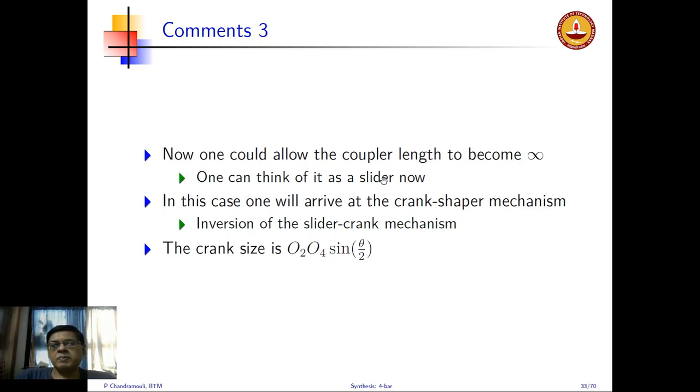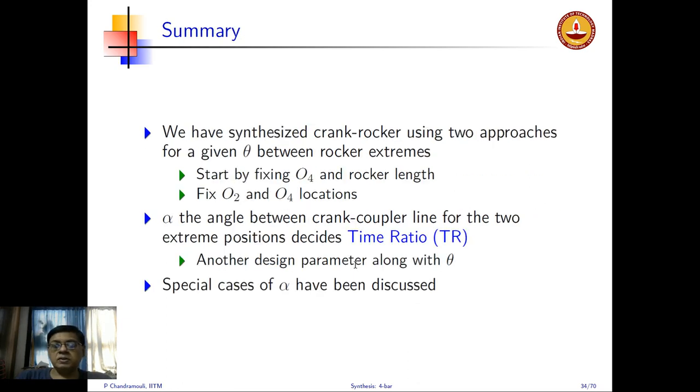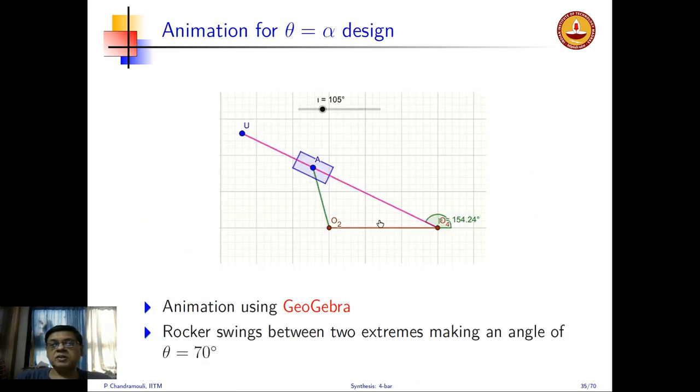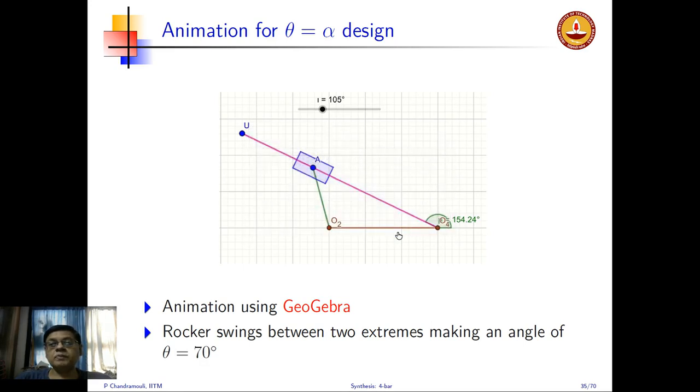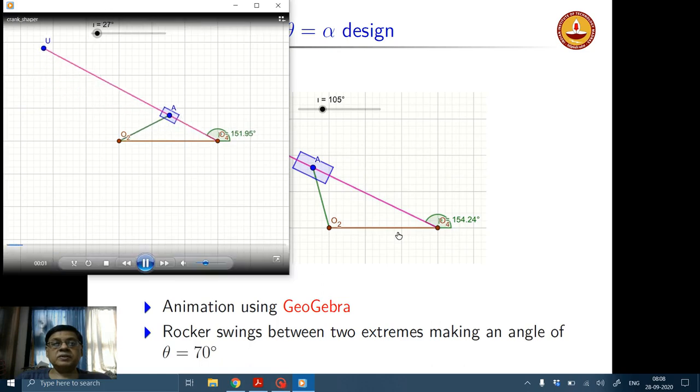The crank size cannot be arbitrary, but is given by the distance between the fixed pivots O2, O4 multiplied by sine of theta by 2. So let me show the animation of this. So here is the crank shaper. You can see that, watch the rocker, the magenta one. So that is the top extreme that it has gone down to, and now it is coming back.